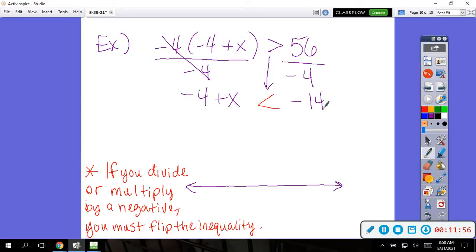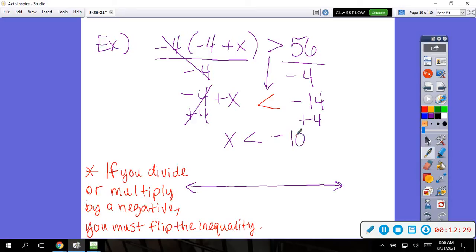Alright, so now look at our problem. We don't have parentheses anymore. So we're technically adding, but we're adding a negative, right? Doesn't that mean subtracting when we add a negative? Yeah. So how do I get rid of subtraction? Add it. So we're going to add 4 to both sides. So the 4's cancel over here. So x is less than. And then remember, different signs subtract. Keep the sign of the higher number. So 14's higher, so I'm going to keep the negative. 10. What do I get?